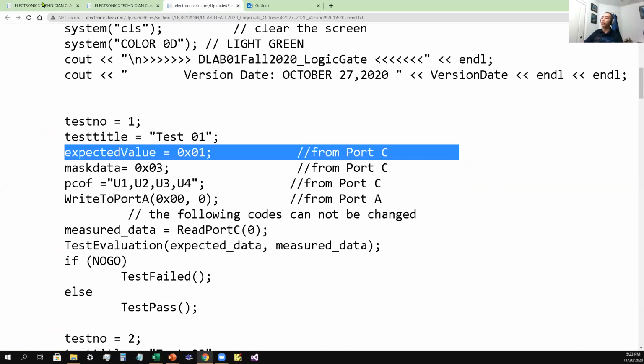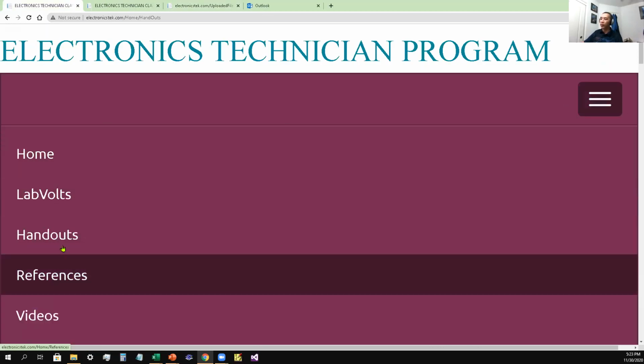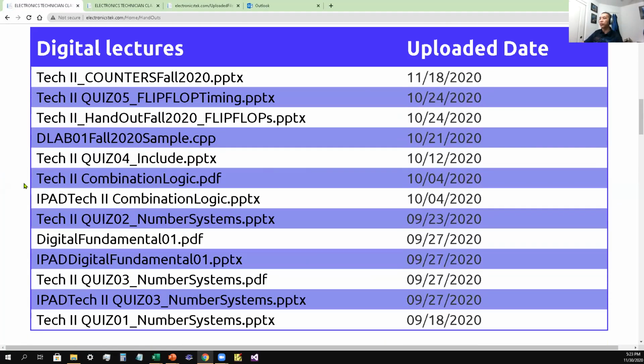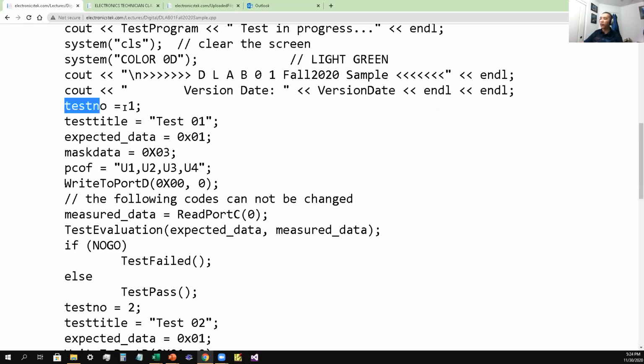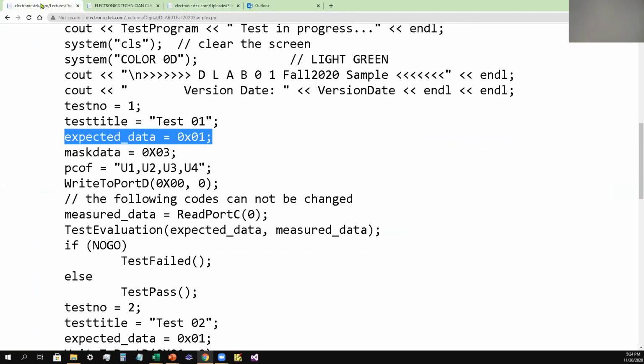Why? Because I can go back to the website, go back into the handout, the sample program for the electronic digital technician. Here's a sample program, and I can look at test 1, under test number 1, test title. Here it is, expected data. Why do you have expected value? Where are you getting that from? Oh, I followed the Excel. I might have done it in Excel.